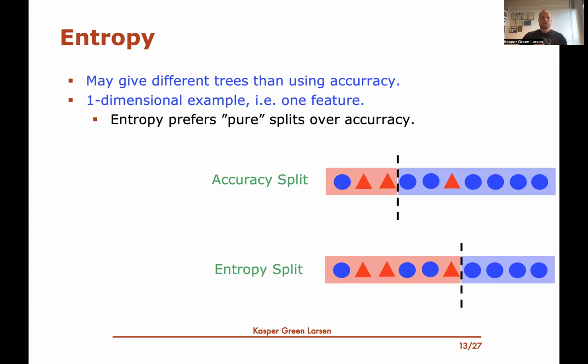Okay, so if one wants to say something about the difference between accuracy and entropy, then in some sense, the entropy strategy will prefer what we would call pure splits.